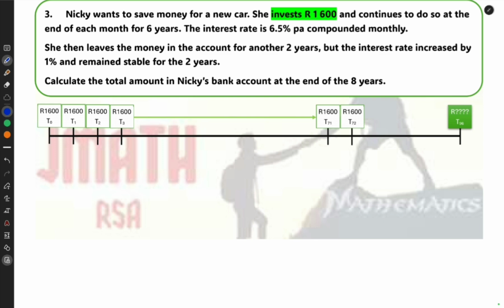So very important that you see this question has two parts. The future value part, and then the part after 6 years until 8 years has passed. So let's do this step by step. I know the first part is future value. So I'm going to make a little list to see what's happening there.